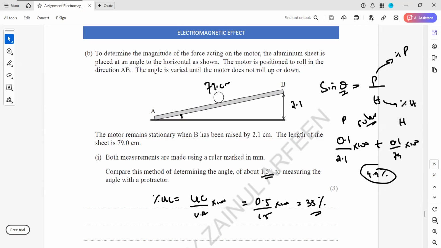But when we are using the protractor directly, we have a percentage uncertainty of 33%. This shows that the method of using a scale and then finding the angle is more accurate compared to the method in which we are using a protractor. Is this concept clear?